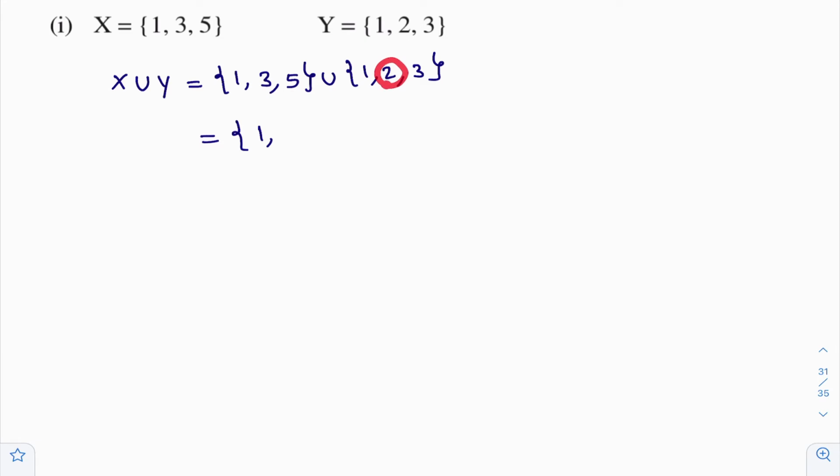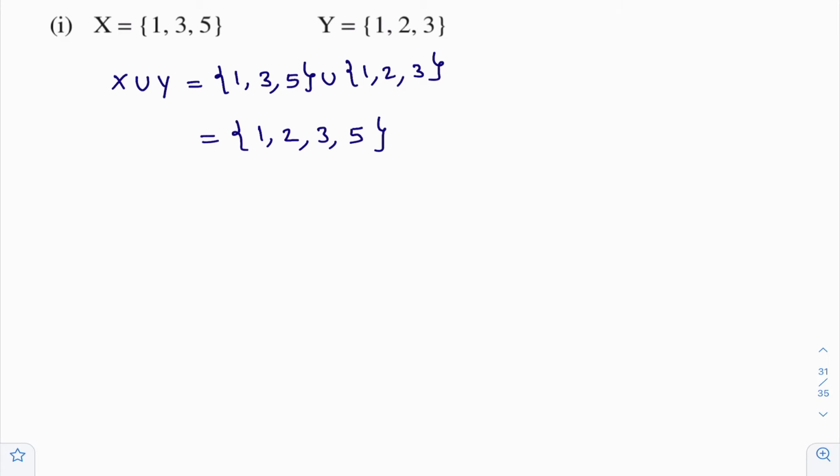You observe here, I'll try to write it in order so that it looks good. Here 2 is there in Y. Does that 2 come to X union Y? Yes. So 2. Next, 3 is there in X. Does it come to X union Y? Yes. So 3. Next, 5. You observe here, 5 is there in X. So 5 comes here. So what did you get? You got 1, 2, 3, 5. So X union Y is 1, 2, 3, 5.